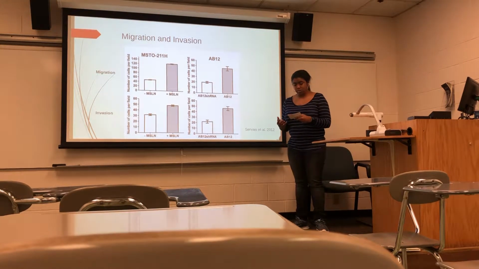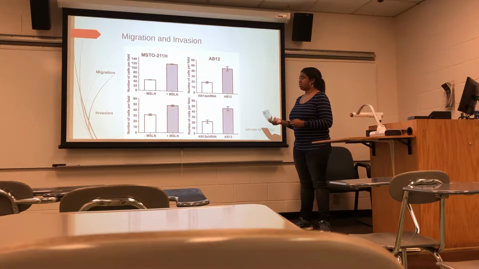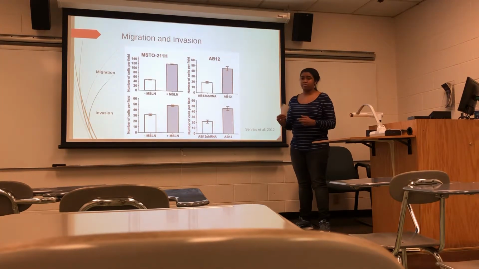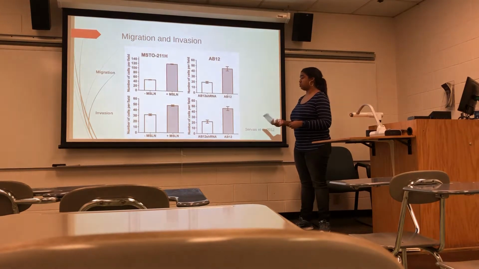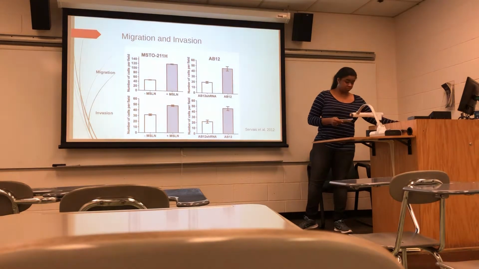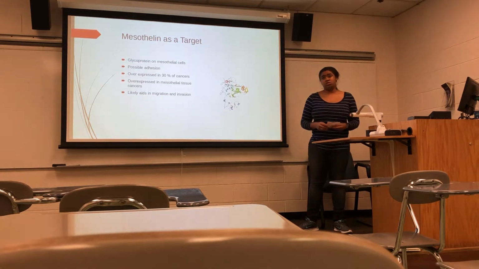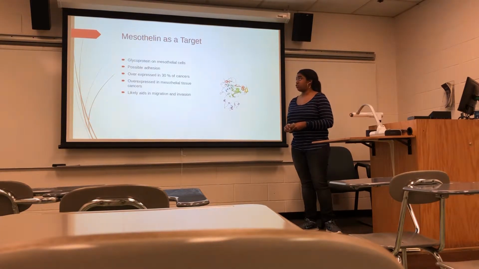To further support this finding, they used natural mesothelin expressing cells, found here on the left. They silenced mesothelin in some of the cells, and what they found is that the cells that had mesothelin silenced had lower amounts of migration and invasion than the cells that still naturally expressed mesothelin. This further suggests that mesothelin is important for migration and invasion.